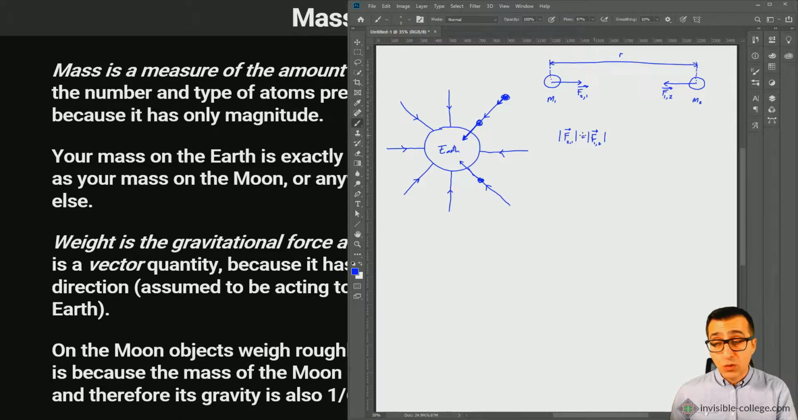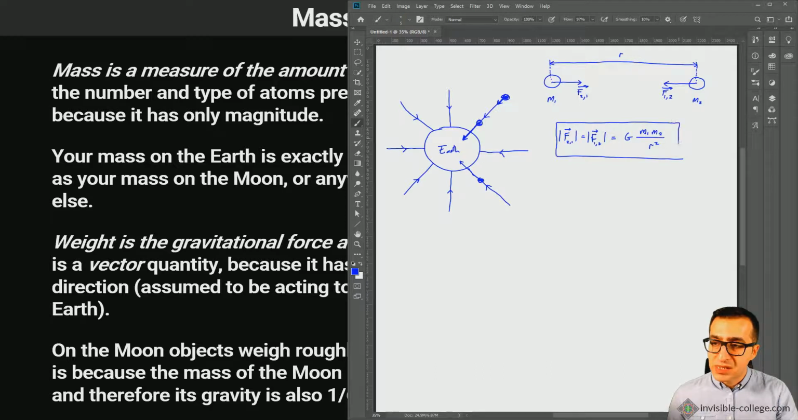But Newton gave us a way of calculating or relating these masses and the forces between them and the radius. So he said that the force of gravity that is exerted between two masses is equal to a constant, which we'll call G, we'll talk about that in a moment, multiplied by the product of their masses, mass 1 times mass 2, divided by the square of the distance between their centres of mass. This equation is sometimes referred to as the law of universal gravitation.